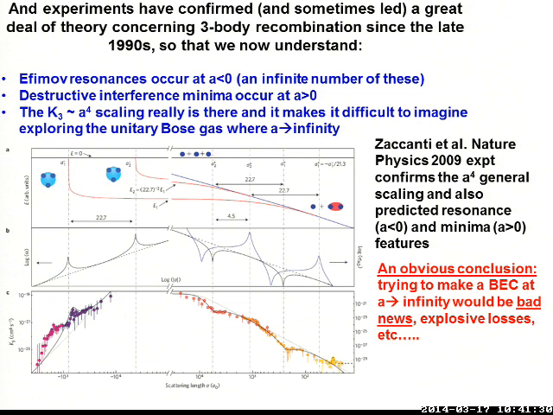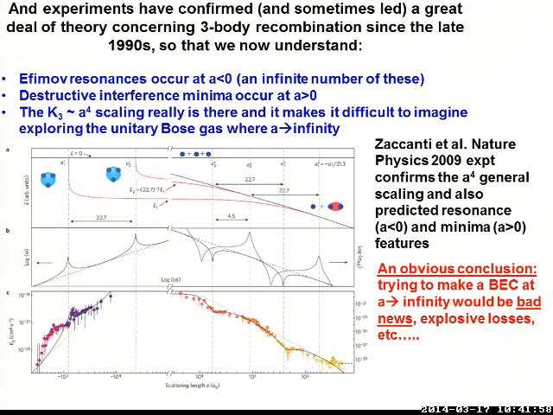And so the key predictions are, again, that Efimov resonances should occur at large negative scattering lengths, and there should in principle be an infinite number of them, although they're getting larger and larger by the Efimov scaling factor, so eventually you'll see only a finite number in any gas of a given finite density. At positive scattering lengths, on the other hand, you see these destructive interference minima.